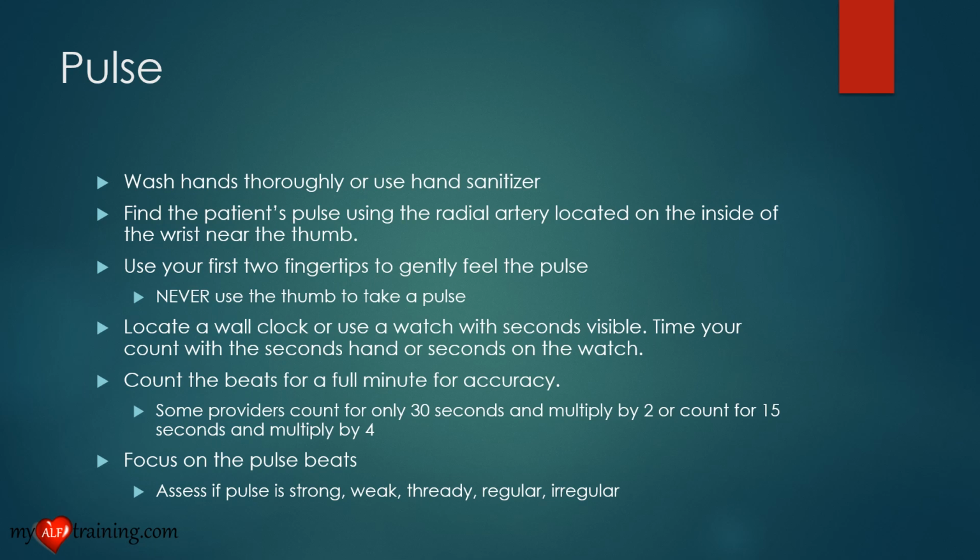We're going to locate a wall clock or use a watch with the seconds hand visible. We're going to time our count with the seconds hand or the seconds on the watch, and then count the beats for a full minute in order to ensure accuracy. Again, some providers will count for only 30 seconds and multiply by 2, or count for 15 seconds and multiply by 4. We are going to focus on the pulse beats rather than the seconds hand on the clock or our watch. This is so that we can assess if the pulse is strong or weak, thready, regular, or irregular.